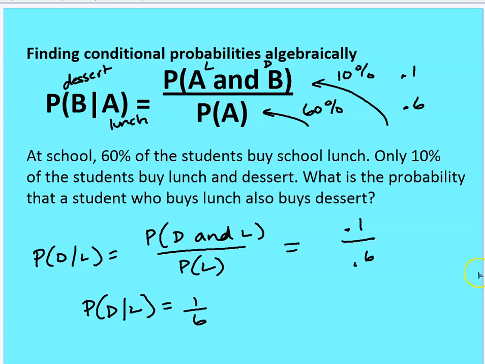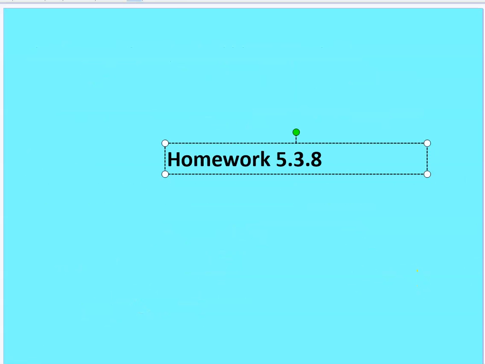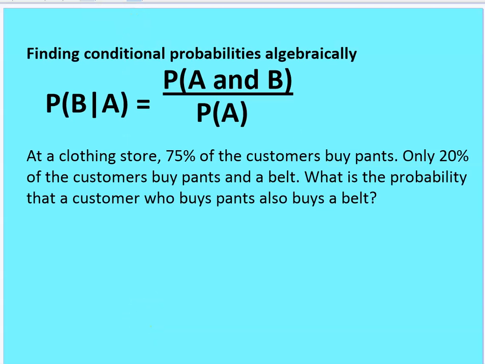All right, so I think this is going to bring us to our last homework problem. So problem 5.3.8. At a clothing store, 75% of the customers buy pants. Only 20% of the customers buy pants and a belt. What is the probability that a customer who buys pants also buys a belt? All right, so please copy this down as we come to the end of the video.